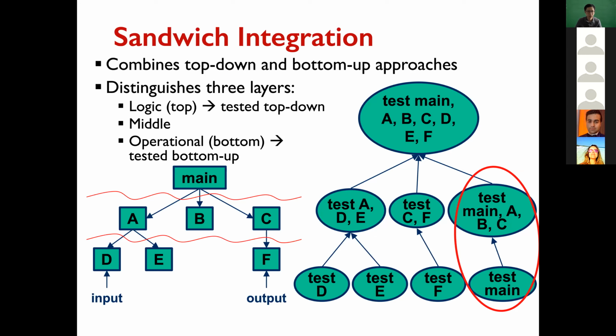For example, here in this example, we test D, E, and F, and also main. We test them first, right? Then we integrate them together. We test ADE, we test CF, we test main ABC, and finally we test all of them, right? That's a sandwich.